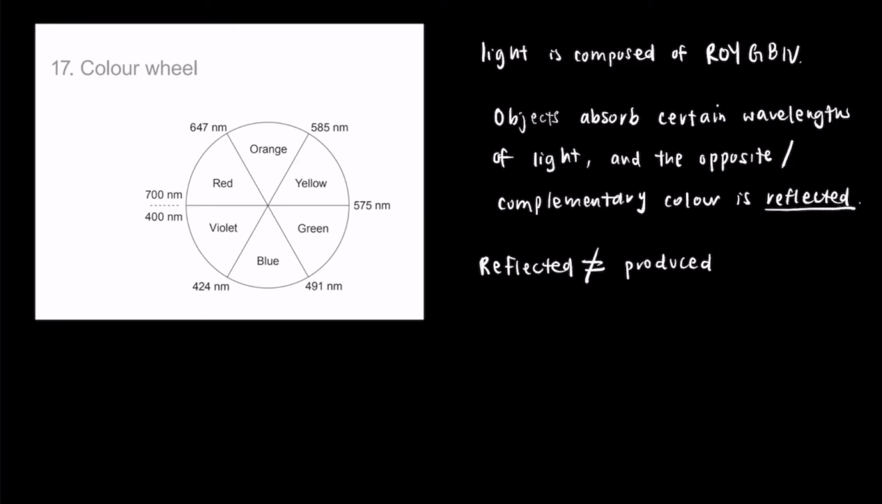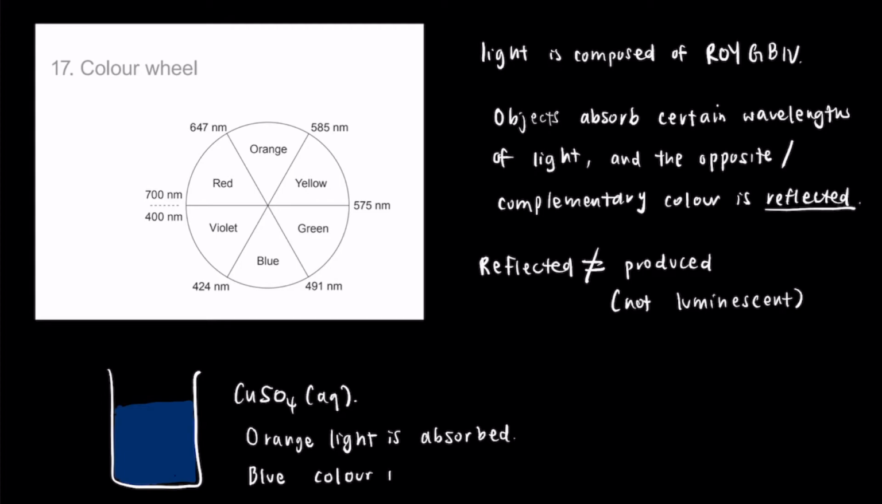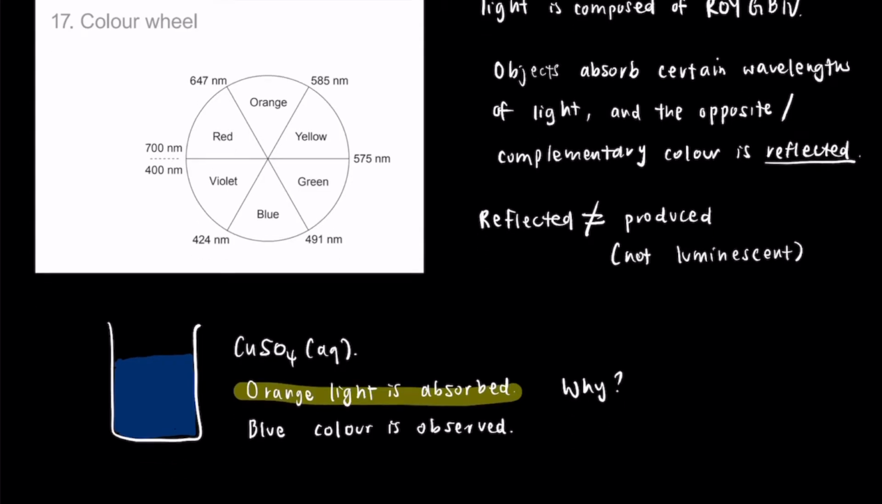Now take note of the word reflected, because reflected does not mean produced. To produce light means to be luminescent, which means that the object would be very visible at night. So if we take the example of a solution of copper sulfate, which you may know to be blue colored, it actually absorbs orange light. So referring to the color wheel, the complementary color of orange is blue, which is why the solution appears blue. So the real question here is, why is orange light absorbed? And that leads us to what's called the crystal field theory.